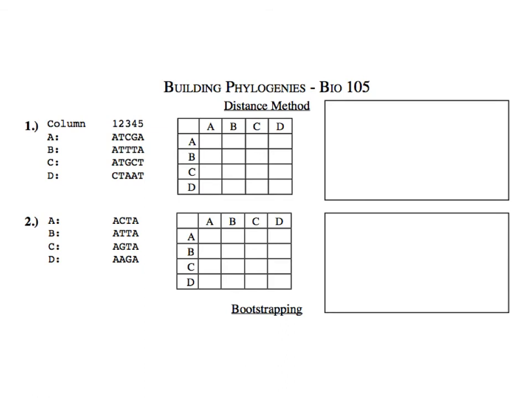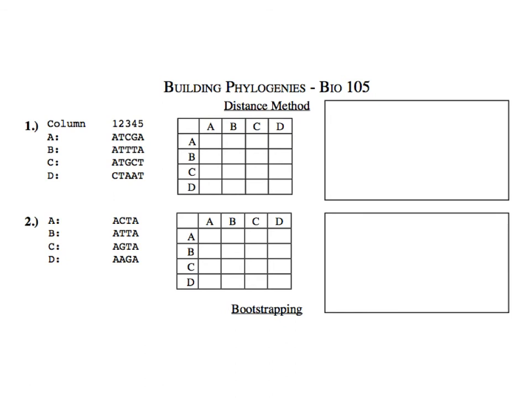Okay, so here's practice. Let's start with practice number 1. We've got 4 species, 5 nucleotides in each gene. I've drawn a little matrix here, which you'll see show up on exams. So first question, let's do the simple thing first. What's the pairwise distance between species A and species A? 0. There are 0 differences.